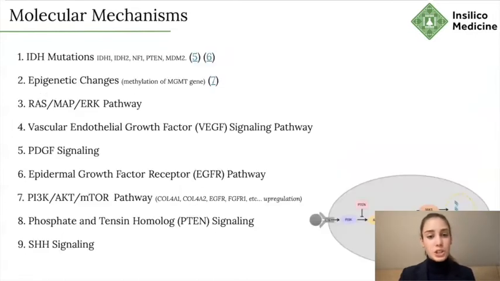Here are some pathways and genes highly associated with glioblastoma. The most famous ones are probably IDH1 and IDH2 mutations, and in fact, their presence defines whether glioblastoma is of primary or secondary cause. Primary glioblastoma forms directly from glial progenitor cells, and it comprises 90% of cases and has the IDH wild type. Secondary glioblastoma develops from lower grade gliomas and carries mutations in IDH. And some other frequent mutations include alterations in NF1, PTEN, and MDM2.